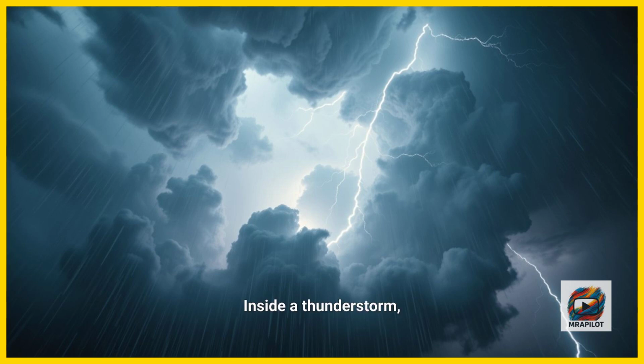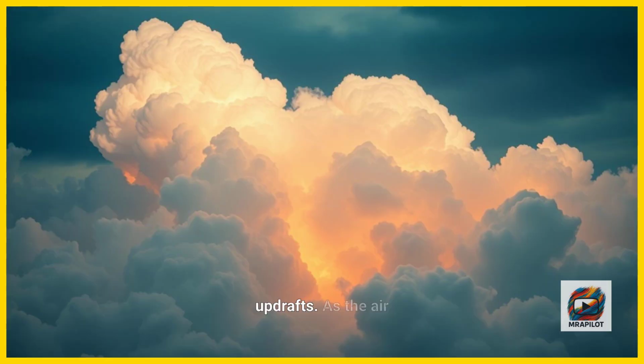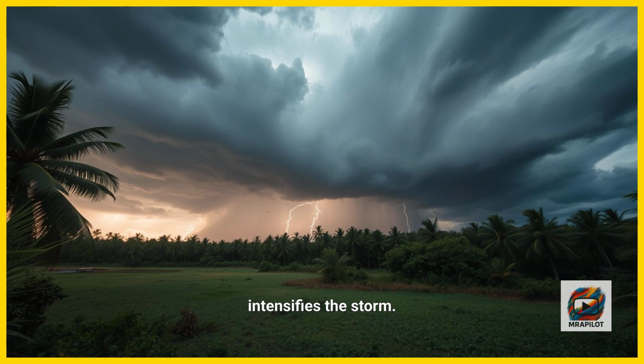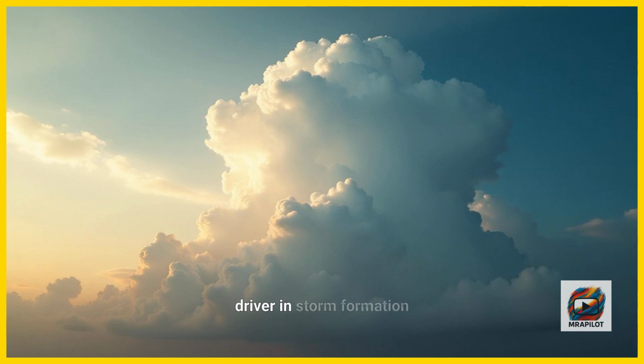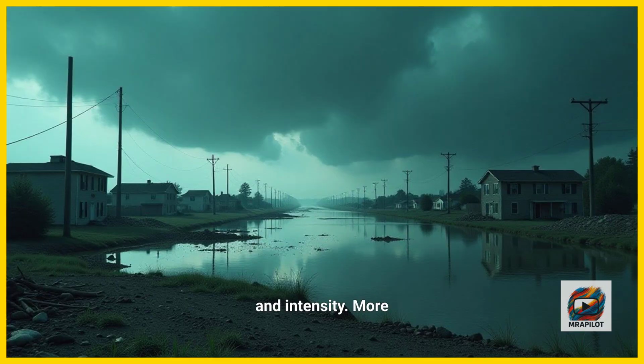Inside a thunderstorm, moisture fuels violent updrafts. As the air rises and cools, massive amounts of latent heat are released. This intensifies the storm. That's why more humid air can lead to stronger thunderstorms, especially in tropical regions. Let's talk latent heat. When water vapor condenses, it releases hidden energy. This is latent heat. It's a key driver in storm formation and intensity. More moisture equals more energy equals more dangerous weather.